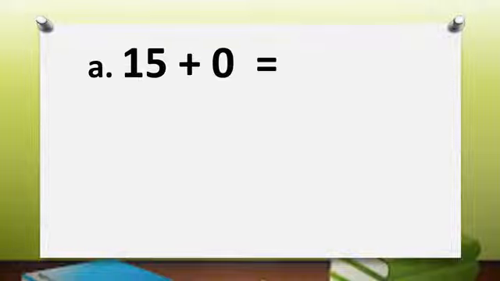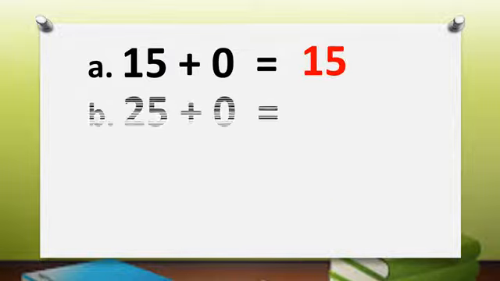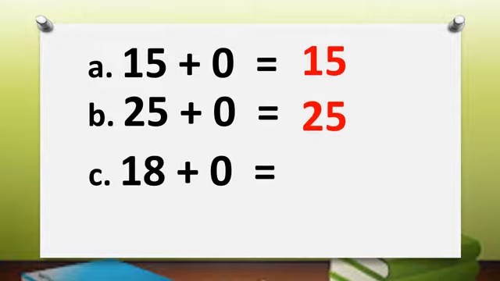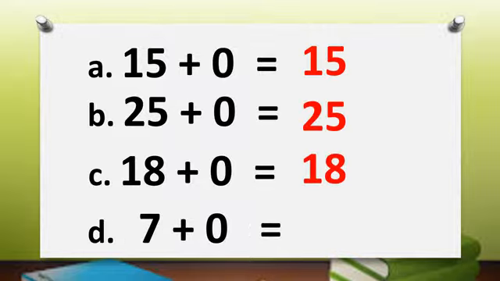Now let's revise this property with some more examples. 15 plus 0 is equal to 15. 25 plus 0 is equal to 25. 18 plus 0 is equal to 18. 7 plus 0 is equal to 7. So here we can see that whenever we add 0 to any number, we get the same number.